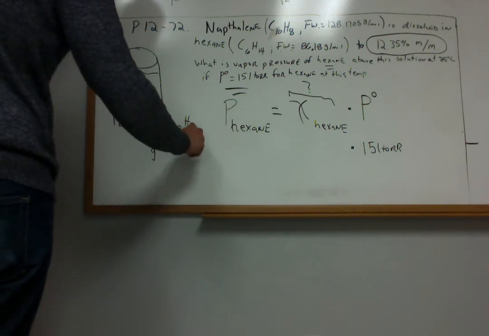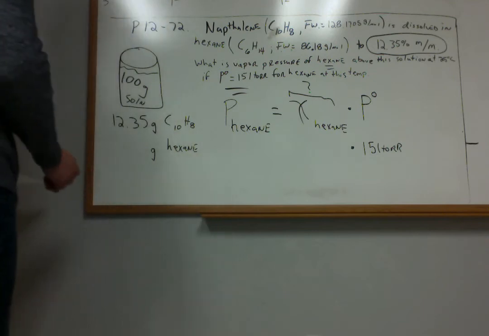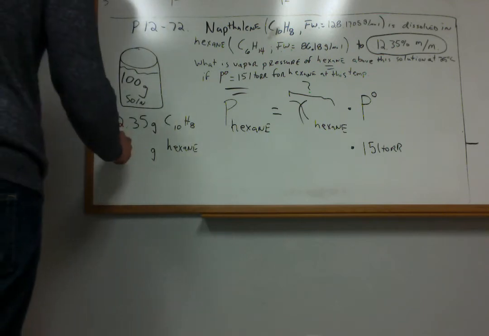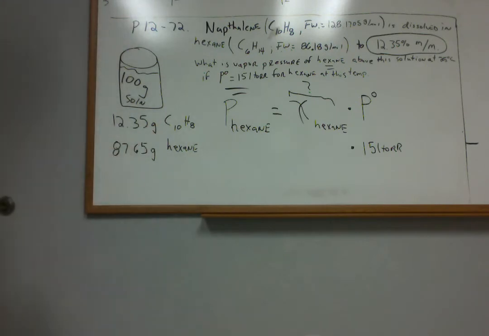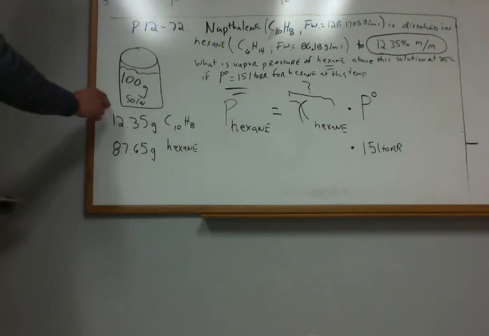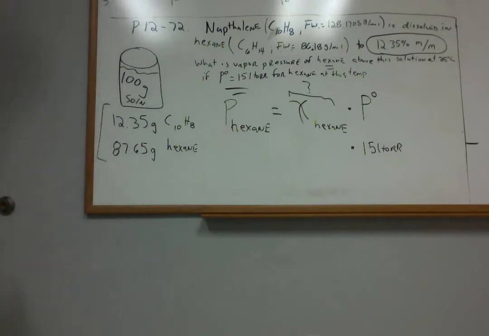That would be my solvent. That would be my hexane, okay? You do the math on that. You have 87.65 grams of hexane. So what I've done is I just assumed 100 grams of the solution, and from that, and the mass percentage, figured out how many grams of each component that would have.